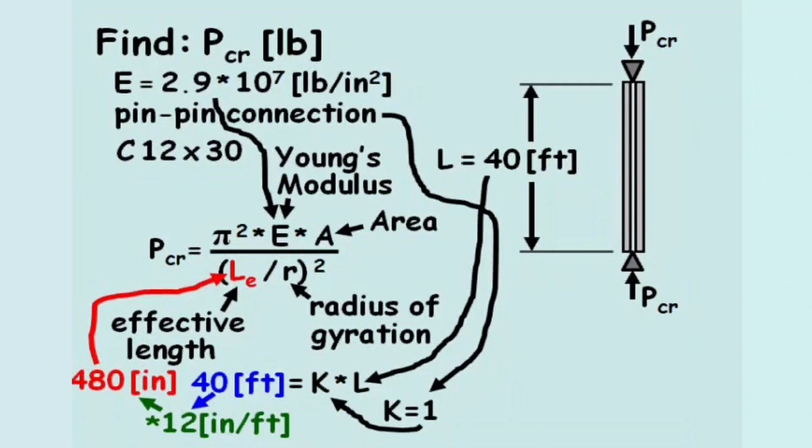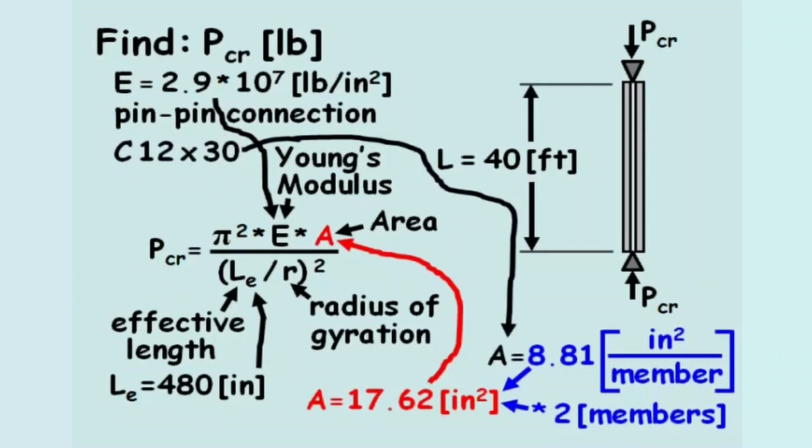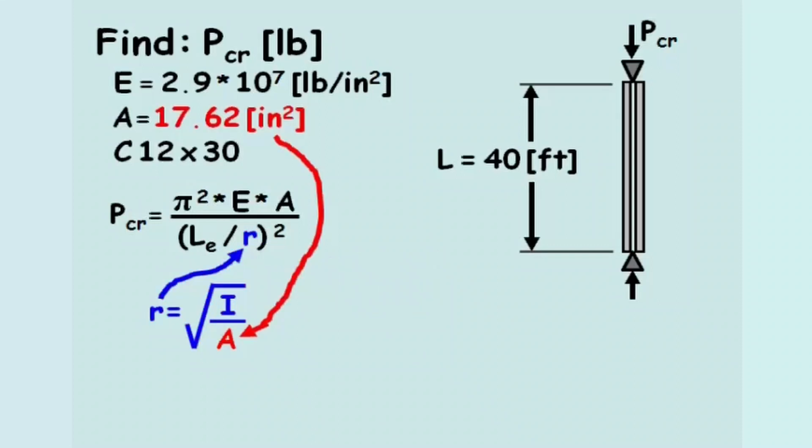The cross-sectional area of the column, A, can be looked up for steel member C12 by 30, which equals 8.81 inches squared per member. And since there are two channel members, the area equals 17.62 inches squared. The last unknown variable is the radius of gyration, R, which equals the square root of the area moment of inertia, I, divided by the area, A. From earlier, we already know the cross-sectional area equals 17.62 inches squared.